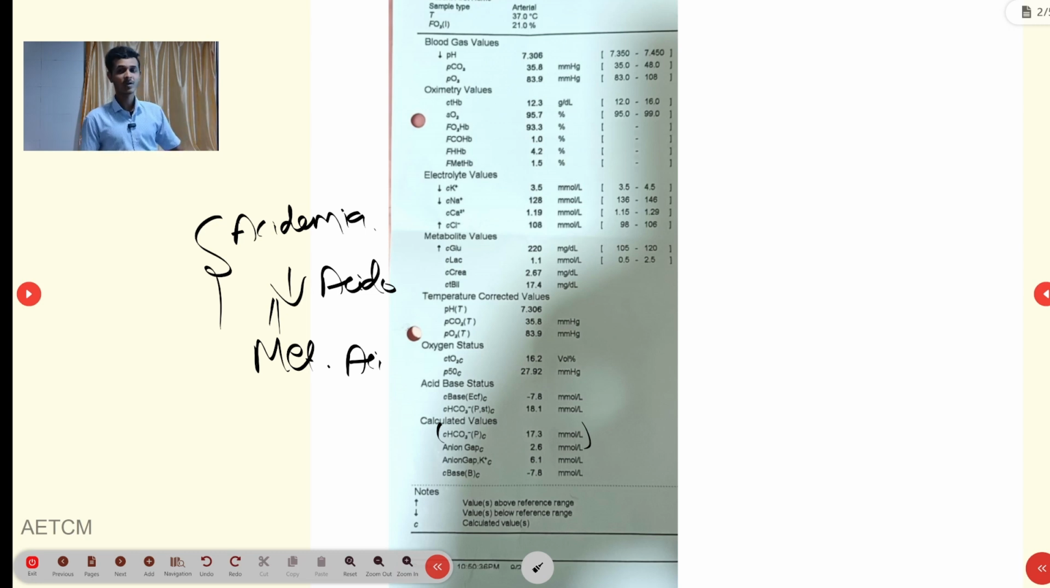So next, we confirm the metabolic acidosis. We are going to check the HCO3 level. So clearly, the bicarbonate deficit is there. So we are concluding the person has a metabolic acidosis.